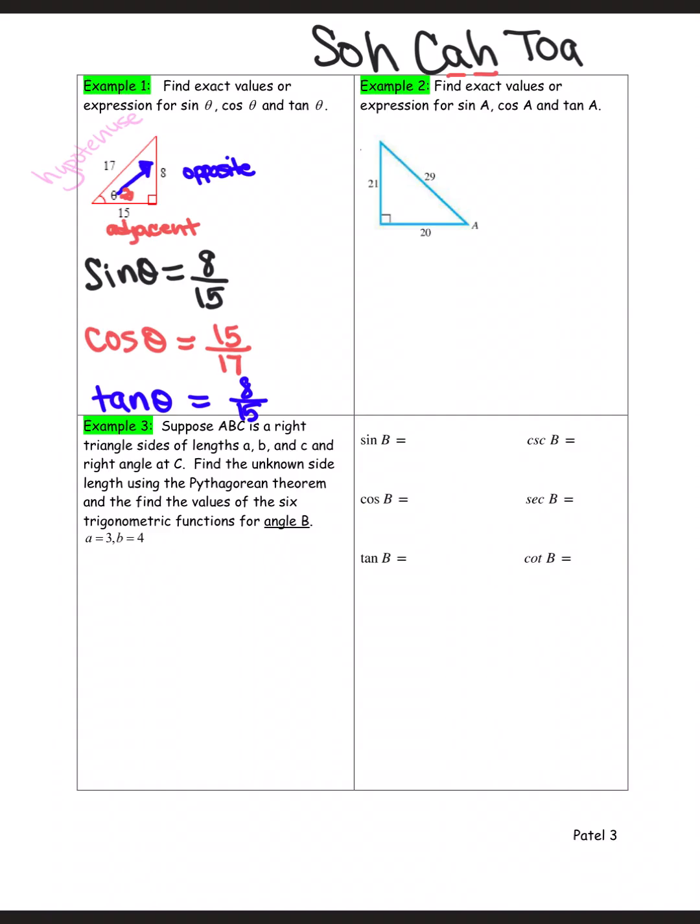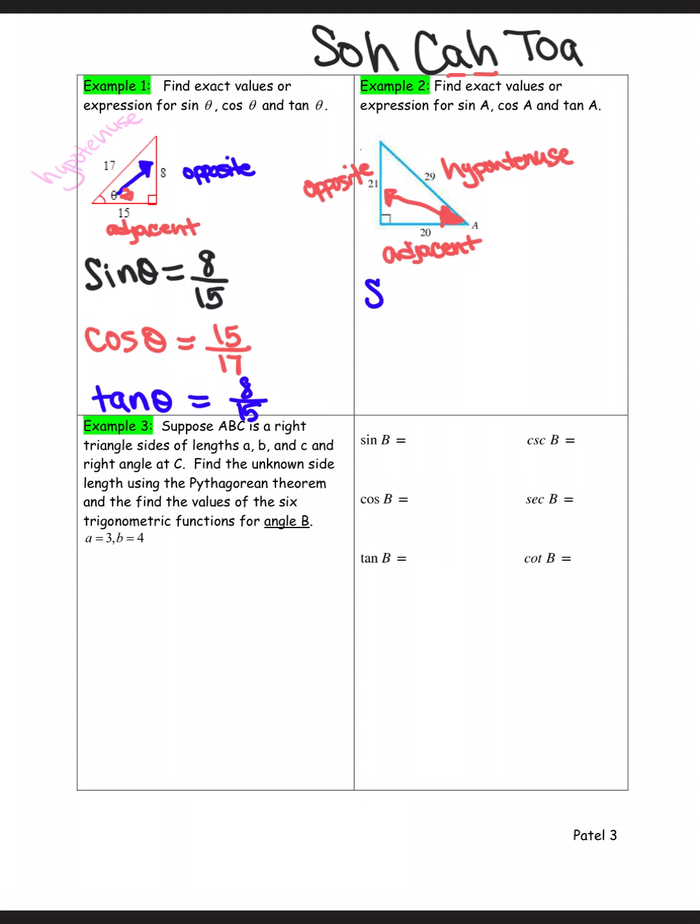Example 2. Find the exact value or expression for sine of A, cosine of A, and tangent of A. Once again, here we're using angle A. So right here's angle A. In reference to angle A, 21 is considered opposite, 20 is adjacent to angle A, and 29 is the hypotenuse because it's across from the right angle.